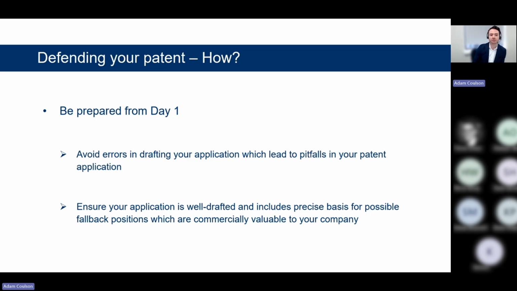It's critical to ensure that your patent application is well drafted and that it includes a precise basis for possible fallback positions which are commercially valuable to your company. You don't want to get into a situation in the opposition proceedings where you want to amend to a particular feature which would overcome the arguments put forward by the opponents and leave you with a commercially valuable patent, but you can't make this amendment because there is no basis to do so in the patent. You are then left in an all or nothing scenario where either one of your present claims survive or they fall and you have no commercially useful backup. So it's critical to draft your patent application correctly.